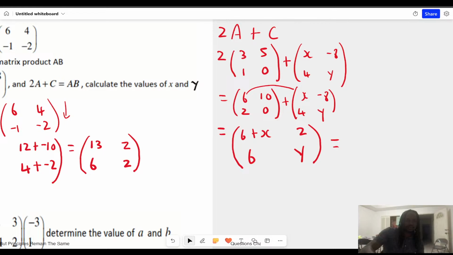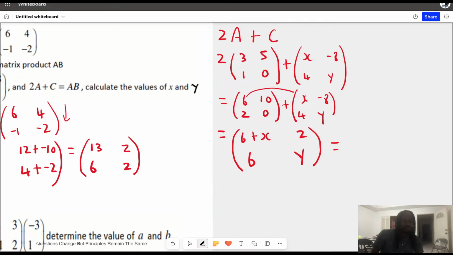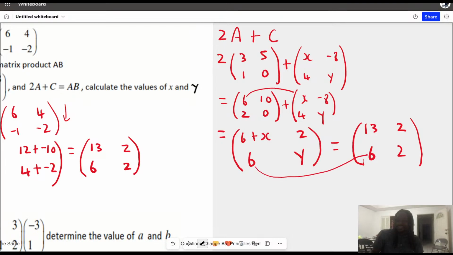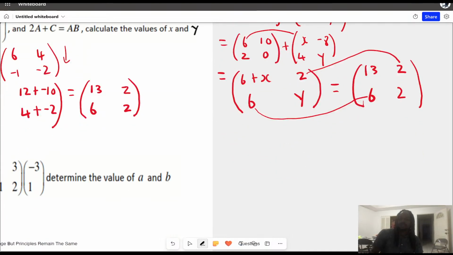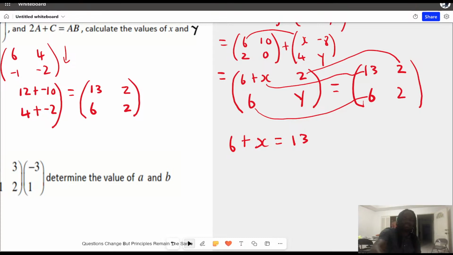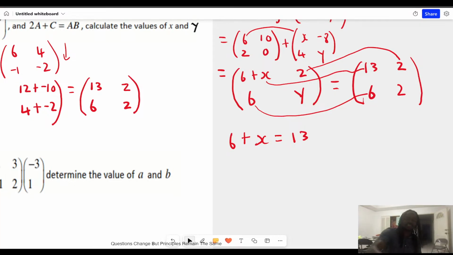Remember here now, corresponding elements are equal. So I'm supposed to make that equal to AB. What is AB? 13, 2, 6, 2. And I want you guys to realize something. Look at the corresponding elements and realize these are exactly the same. So what does that mean about these? That means that these are also exactly the same.